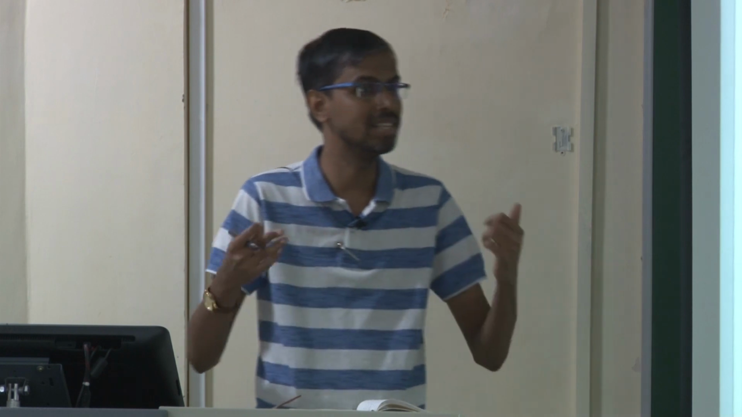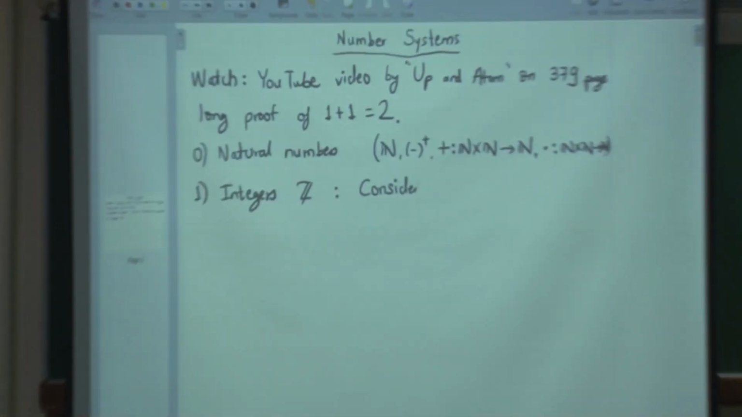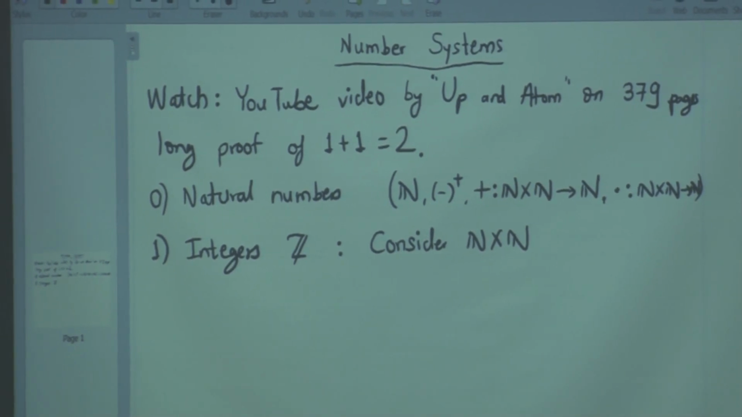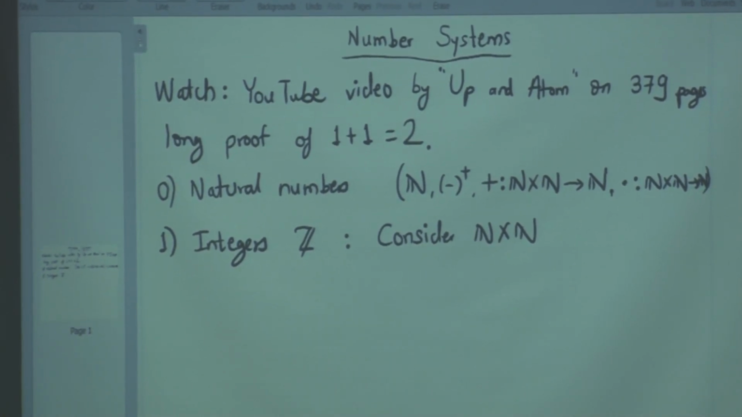However, now that we are learning set theory, we should formalize this process, and so consider N cross N. We are going to cheat. We only know how to add, and we are going to use addition to describe subtraction. So consider N cross N, the collection of ordered pairs of natural numbers.